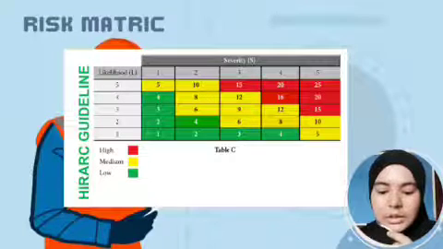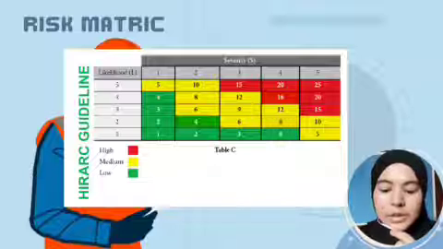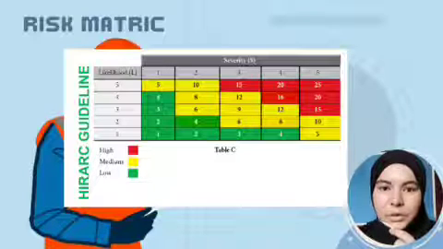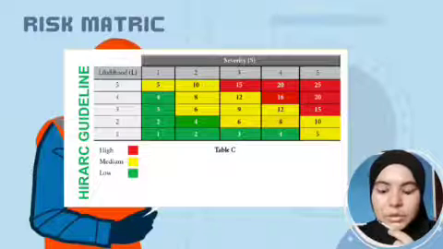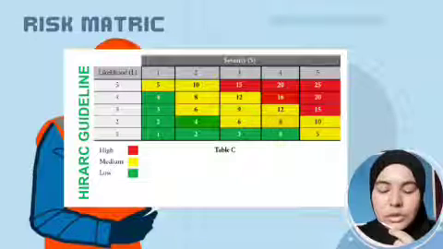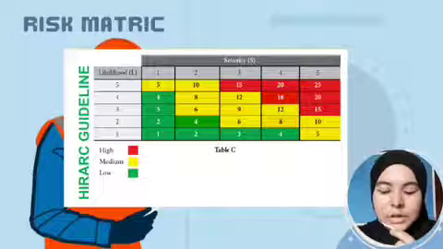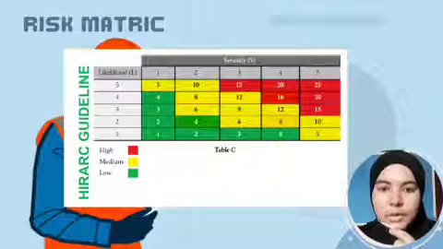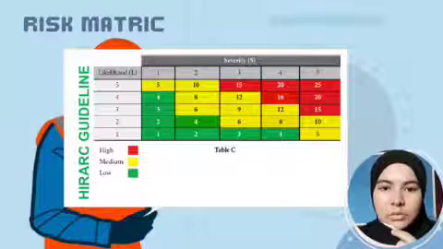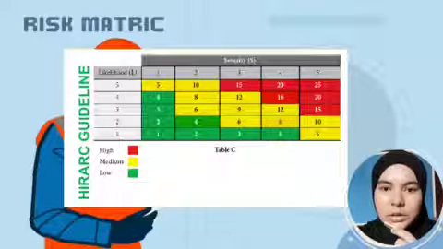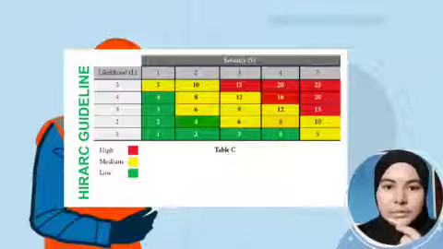If a high risk happens on the site, they need to stop the work process immediately and implement the risk control. For medium risk, a control plan must be developed, and for low risk, they only need to monitor the work process.